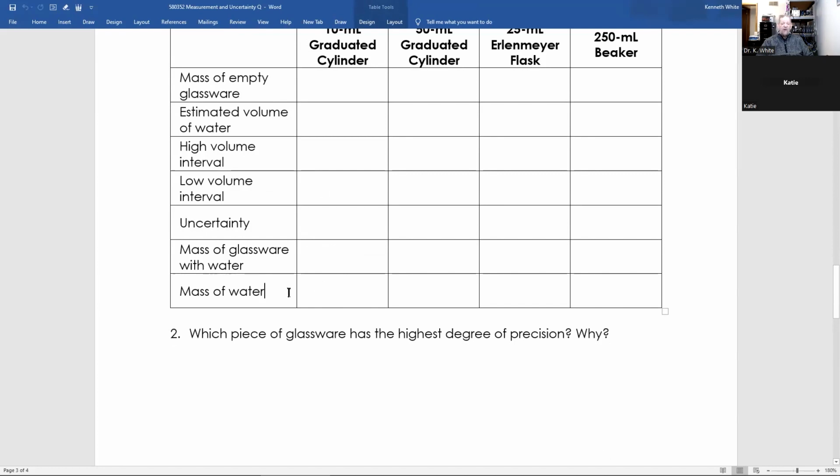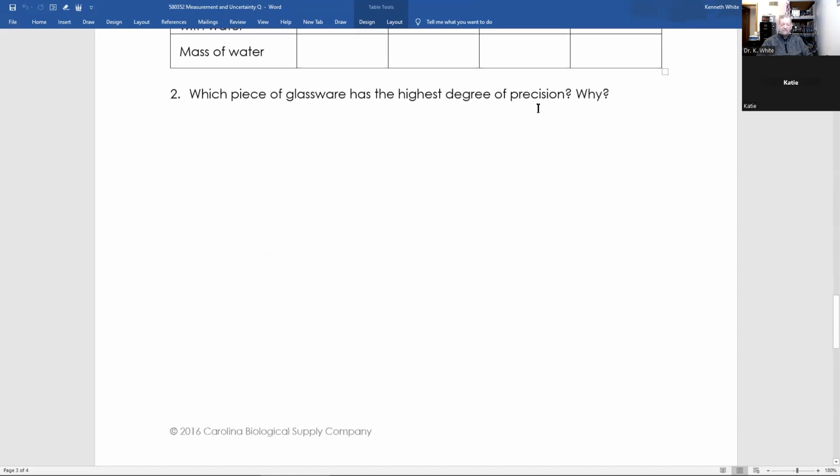Now, the mass of the water here is the mass of the glassware and water minus the empty glassware. Again, the mass of the water is the mass of the water and glassware minus that. And you do this for all these 4 devices.